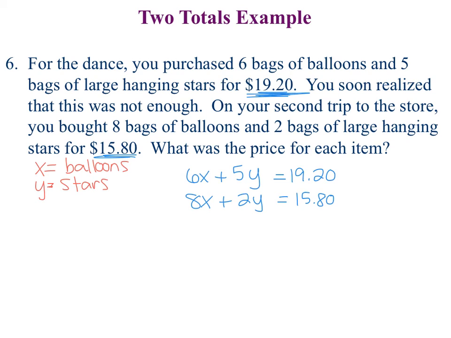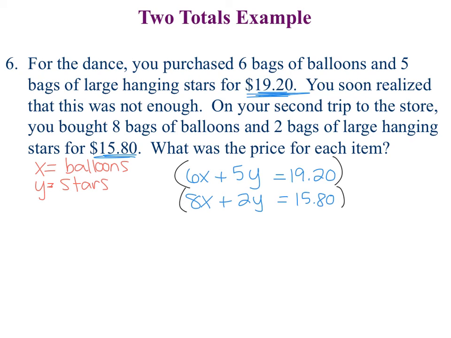So this one's not as easy as the other ones have looked, so you really can't use substitution unless you completely isolate one of these variables, which would be a little bit more work. So the best bet here would definitely be using elimination and either creating the same number for the x's or the y's, and so we're going to have to change both of these equations.